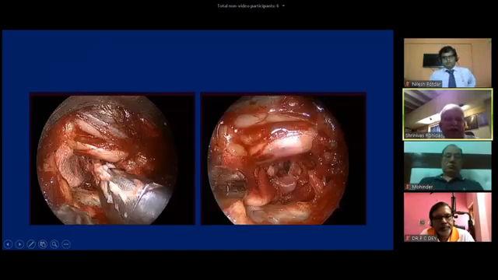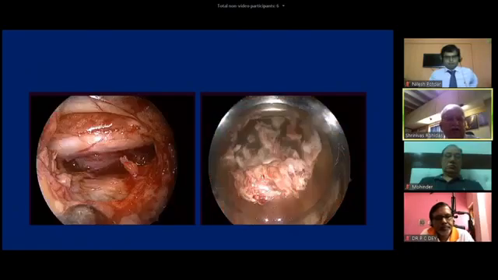Then we go inside the disc space, lateral to the traversing root, go inside and remove the contained part of the disc which is degenerated. And this is the relaxed nerve root, shoulder axilla nerve root going into the foramen, and this is the amount of the disc we have removed. We don't remove the disc aggressively. Now this is a right-sided approach.